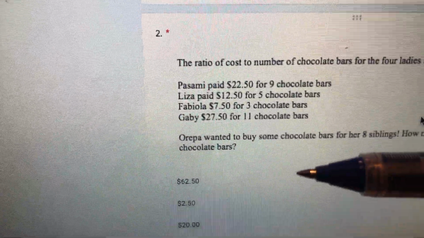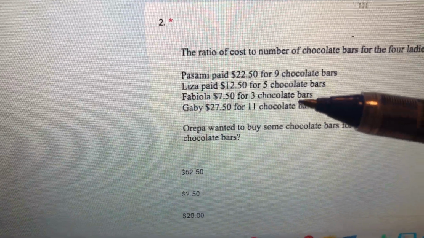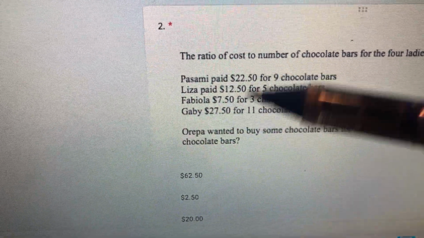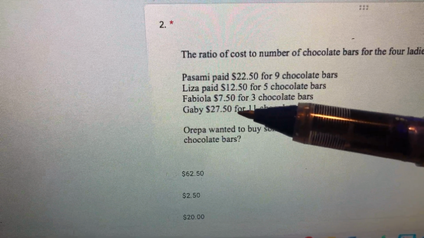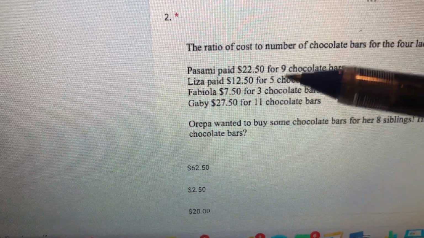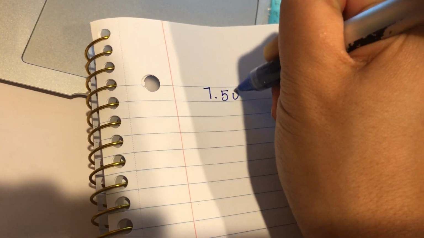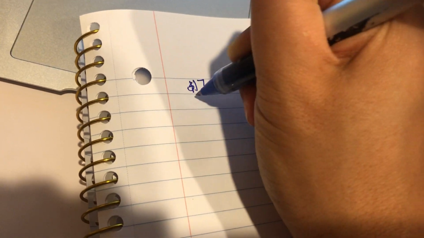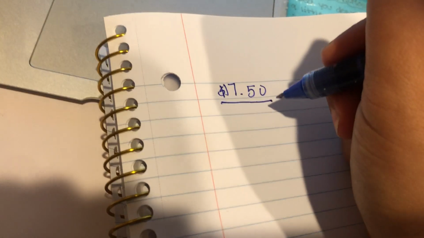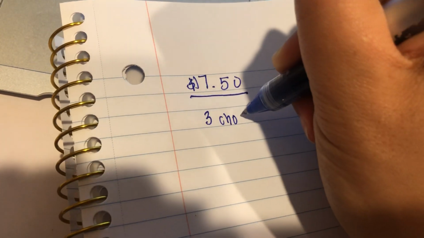So I'm going to find my ratio. All of these are equal. So like I said, you can choose any one you want. And I'm going to choose Fabiola. Fabiola paid $7.50 for 3 chocolate bars. So for Fabiola, I'm going to write my ratio, $7.50 for 3 chocolate bars.